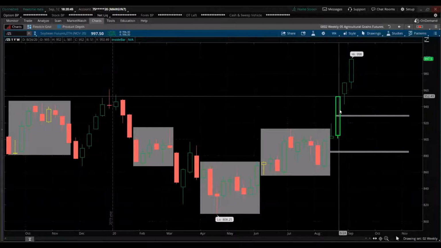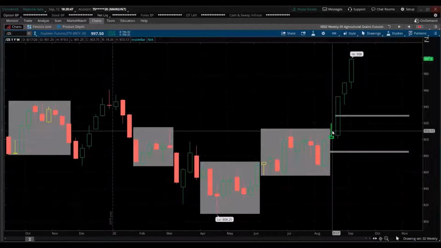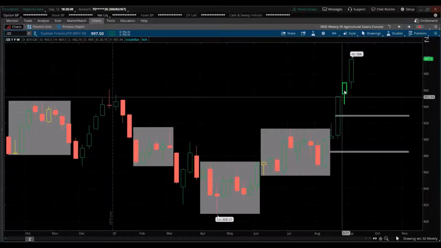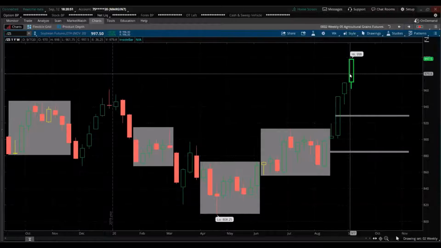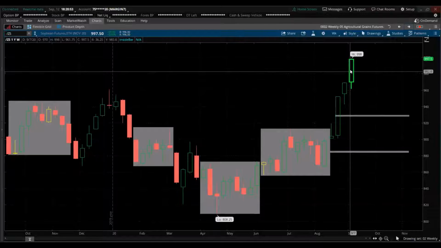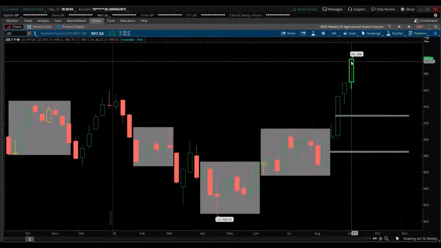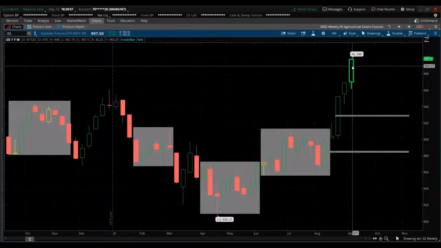Look at soy futures, really strong. Several weeks green, higher highs, higher lows, really strong commodity, soy. For the week, we finished near the high. It's probably the strongest grain futures I have on my watch list.